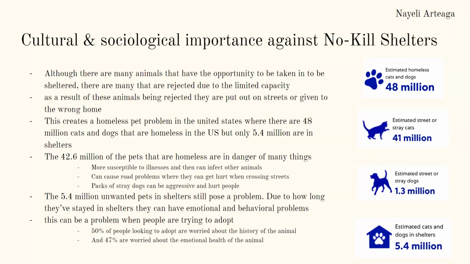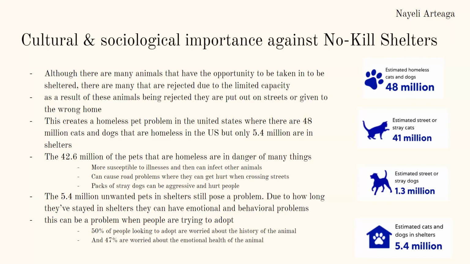And then on the side, you can see that basically sums up the information that I just stated. So the 42.6 million of the pets that are homeless are in danger of many things. They're more susceptible to illnesses and can infect other animals, spreading the diseases and causing more deaths. Animals out on the streets can also cause road problems where they can get hurt when crossing streets. And then packs of stray dogs can be aggressive and hurt people.